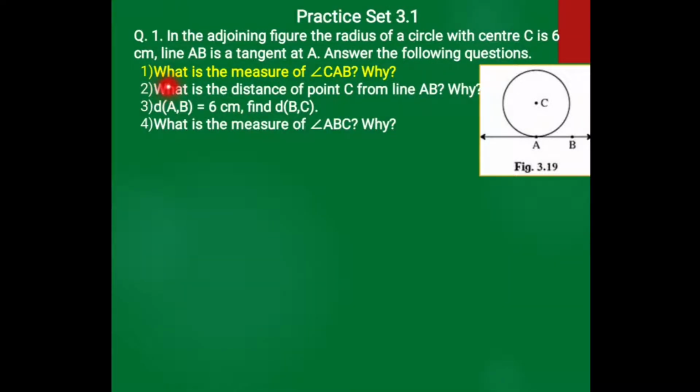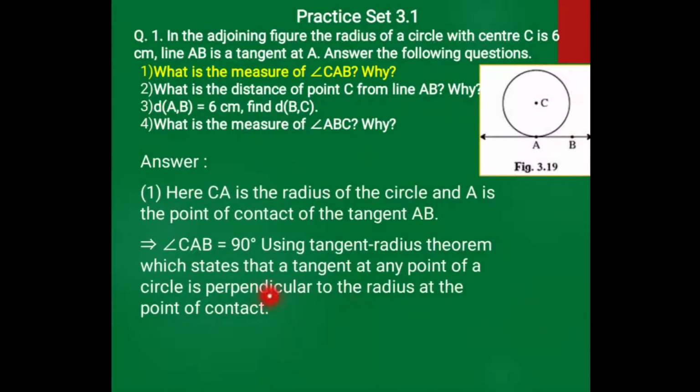Now see the first question. What is the measure of angle CAB? We have to find the measure of angle CAB. So we join this point C with A. We know that a tangent is perpendicular to the radius. So the angle CAB must be 90 degrees. So see how to write.